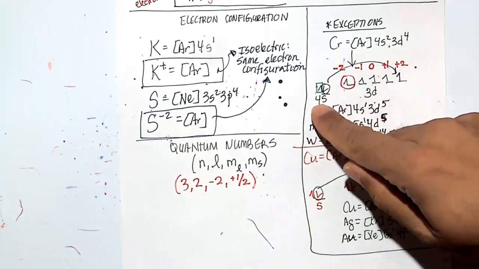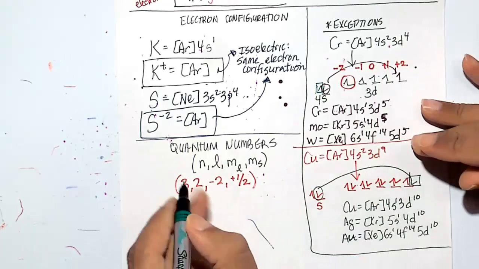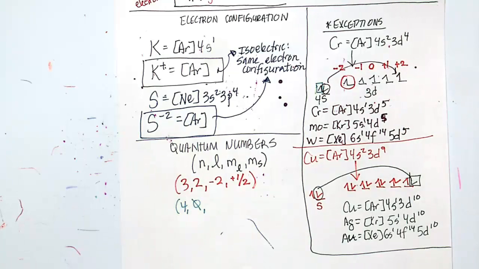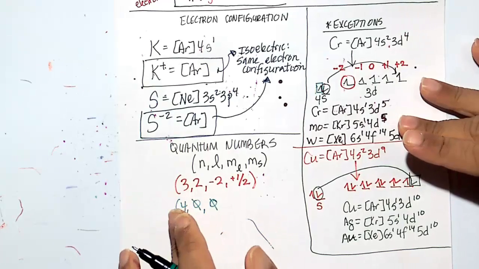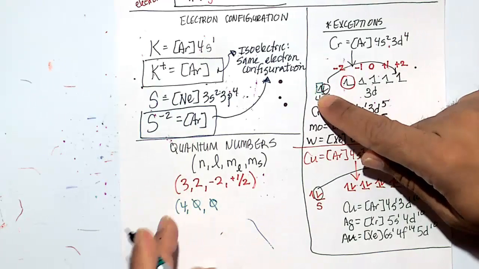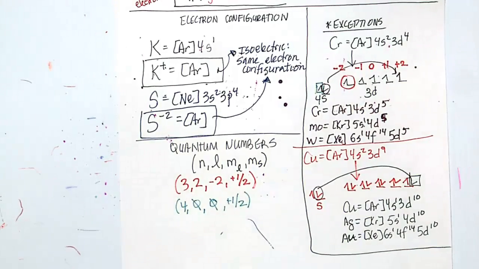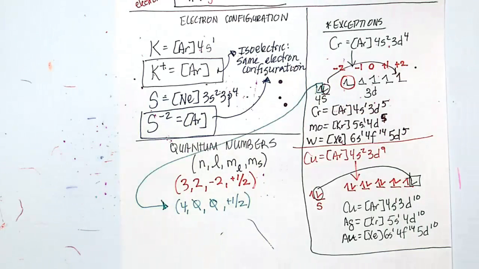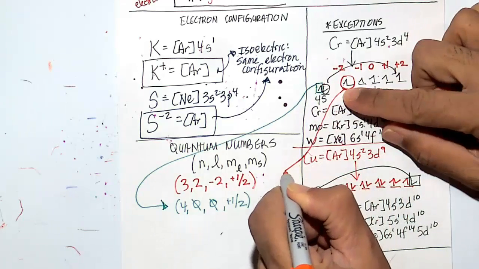What is n? 4. What is l for an s orbital? 0. There's no other subshell for the s orbital, so it's going to be 0 by default. Is the spin up or spin down? Spin up. So that is the address of that green box. That's a quantum number address, if we were to give an electron an address. Here's the address for the electron in the 3d slot.